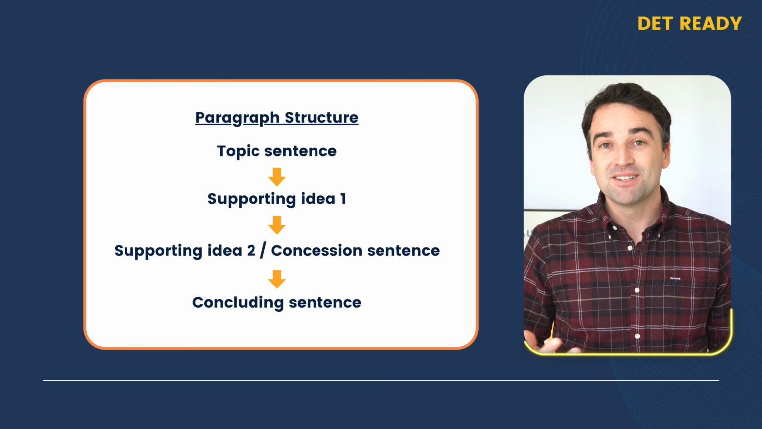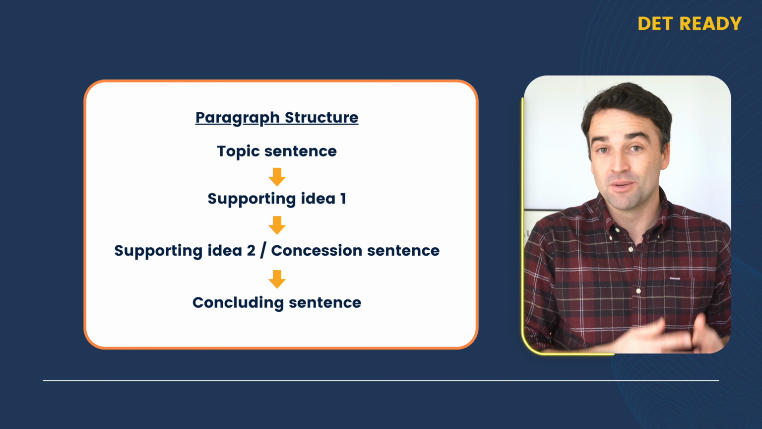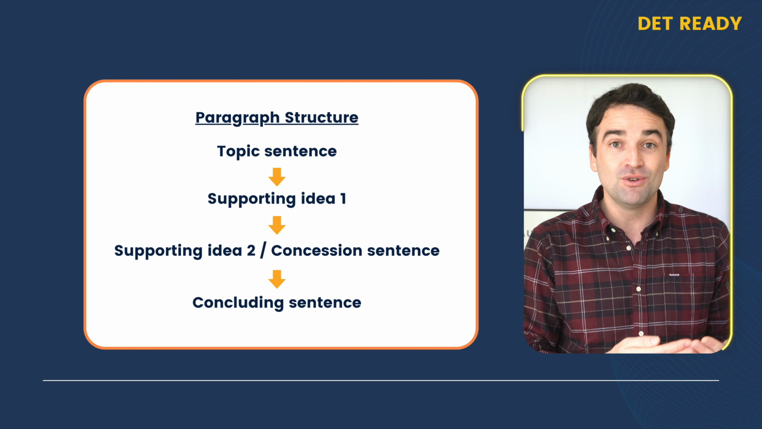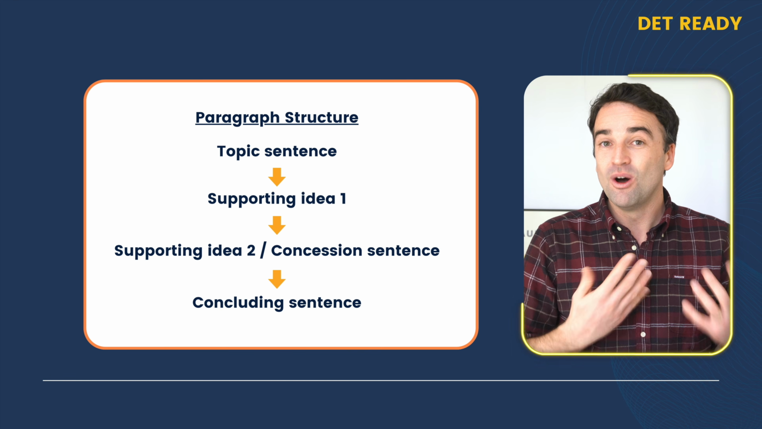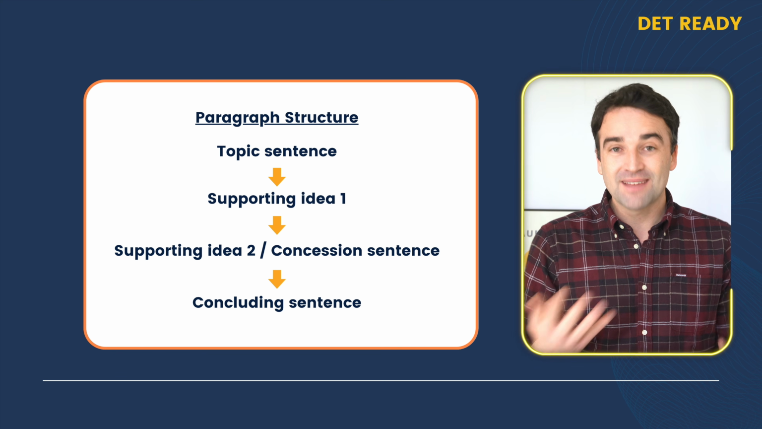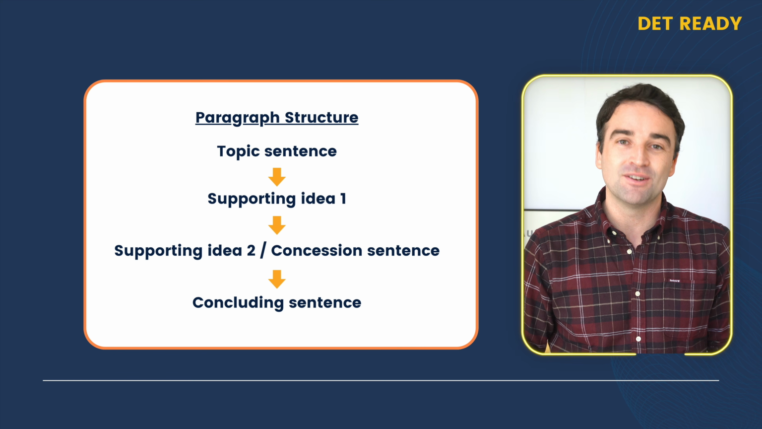Just to make it clear, you do not need to include a concession sentence in your paragraph on the Duolingo test, but it is an option for you. Your paragraph structure might look something like this: a topic sentence, supporting idea 1, which of course supports your topic sentence, your argument. Then you can write a supporting idea number 2 using the transition phrases we just discussed, or here you can write a concession sentence. I'll show you how to do this in one moment, and of course it is a good idea to end with a concluding sentence. You do not need to follow this paragraph structure, but it is a standard template a lot of people use when writing an academic paragraph.